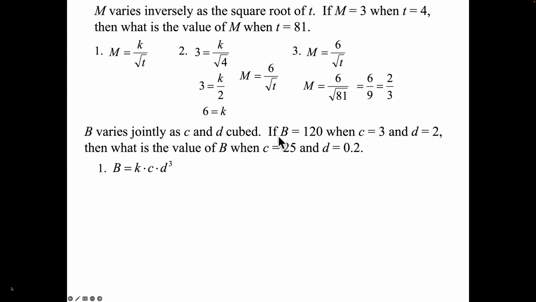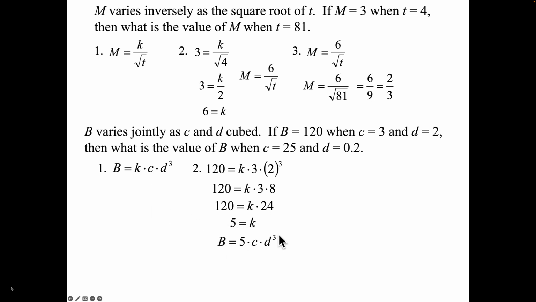All right, second statement. B is 120, plug it in. C is 3, plug it in. D is 2, plug it in. We can solve for K. So we're going to have 2 cubed is 8 times 3. That'll be 24 times K. Divide the 24 over to 120, we get a 5. Plug the 5 back into the original equation, rewrite it. This is our new formula.